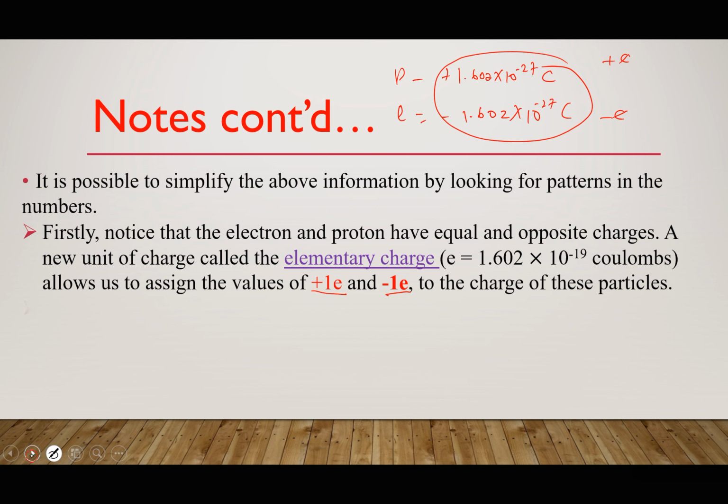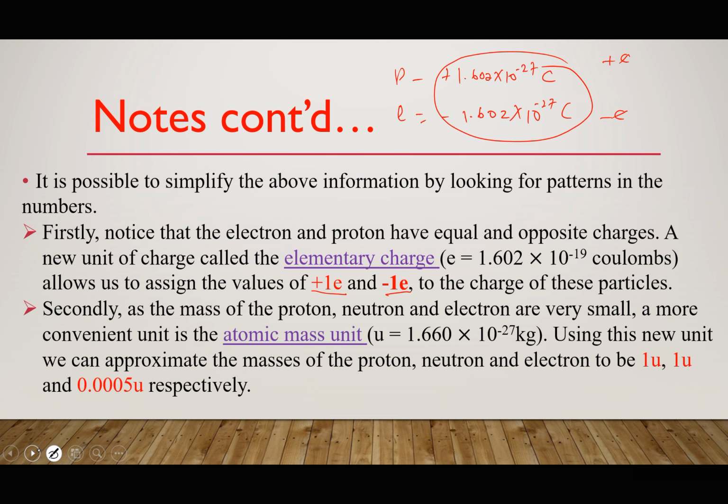Also, number 2, let's look at the pattern in the masses. Secondly, as the mass of the proton, neutron, and electron are very small, a more convenient unit is the atomic mass unit. We shall define the atomic mass unit in more detail in paper 4 under a unit called nuclear physics. So, the atomic mass unit U is given as 1.66 times 10 to the power of minus 27 kilograms. This constant is also quoted in the list of constants in the question paper.